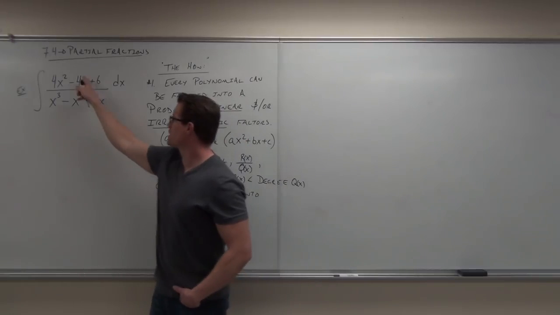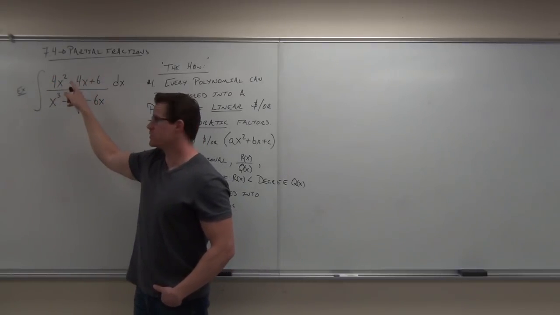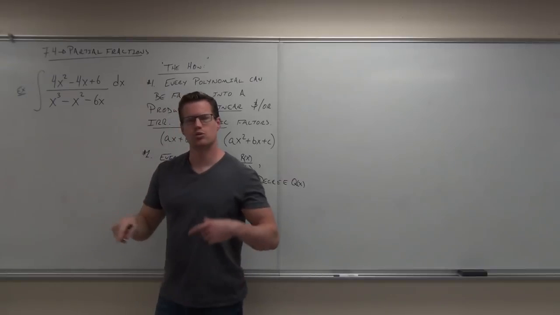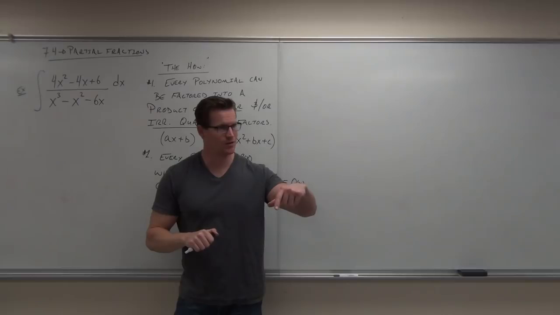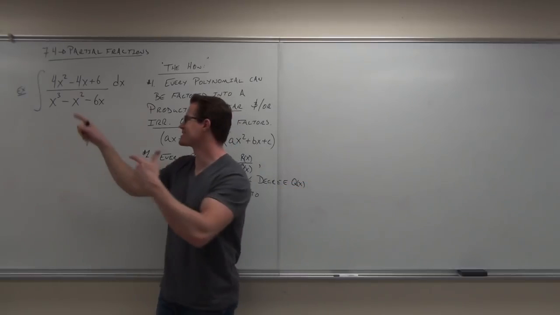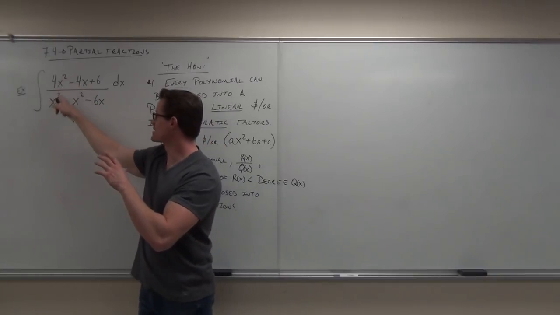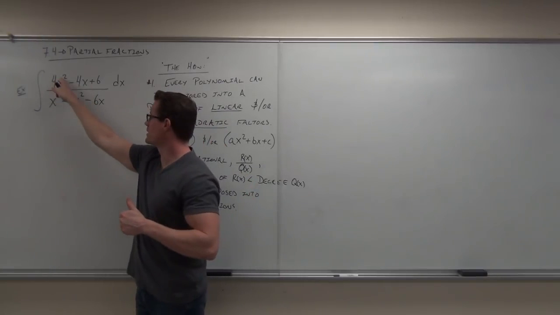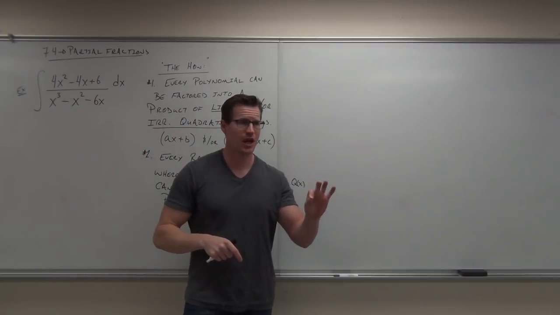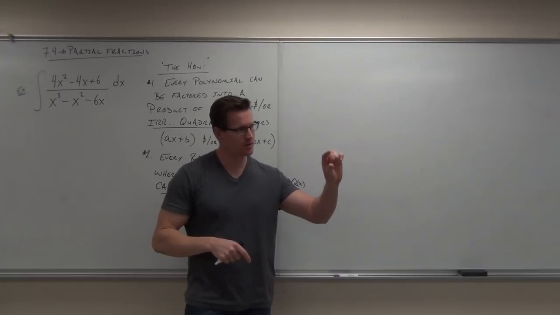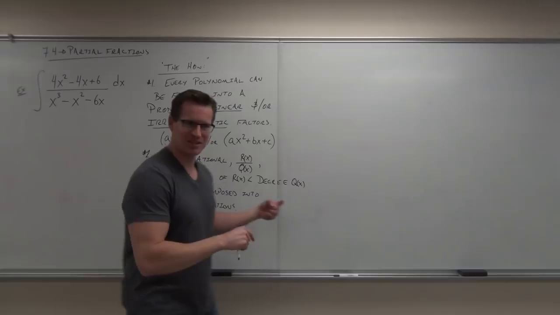If the degree here is greater than or equal to the degree here, then you do long division of polynomials first, and what that does is reduce the degree of the numerator to something that is less than this degree. Does that make sense? So, if the degree here is less than this, you're good. If the degree here is more than or equal to this, you do long division first, and then it reduces the degree of your numerator, and then you do partial fractions. Those problems are kind of stinky, and we'll see those in a little bit.